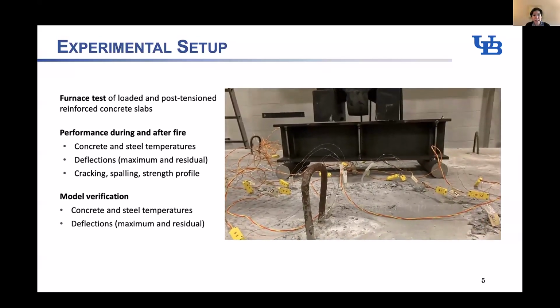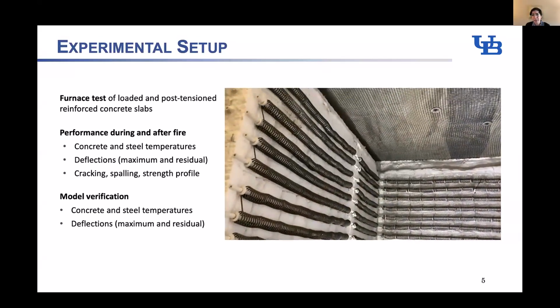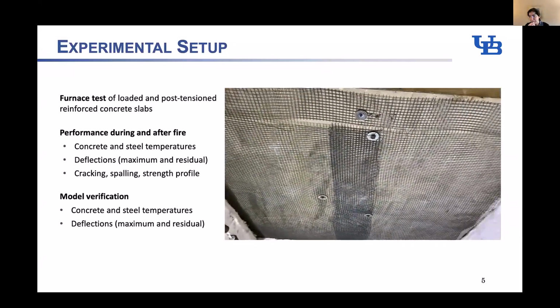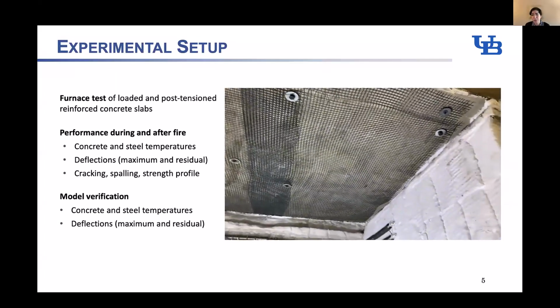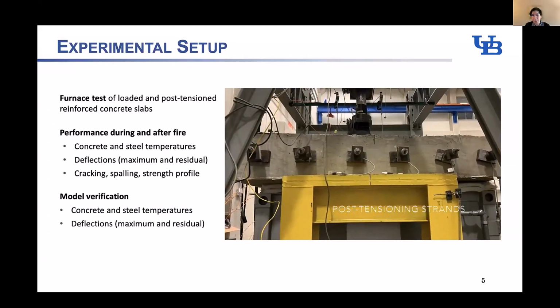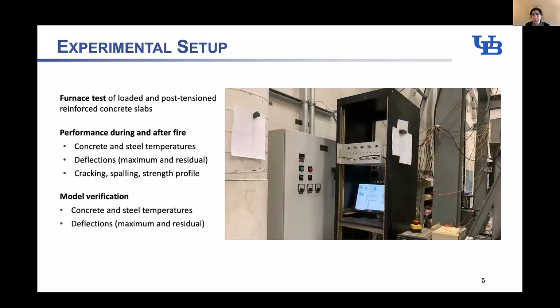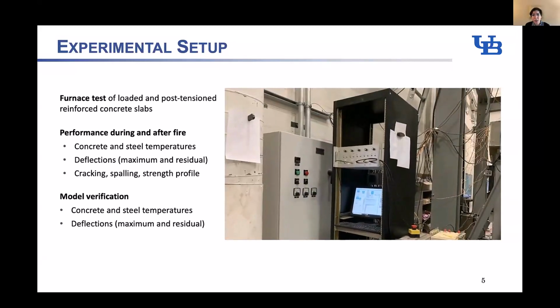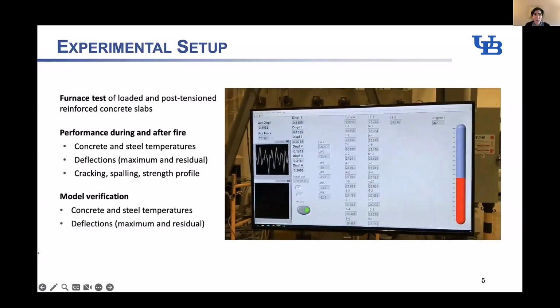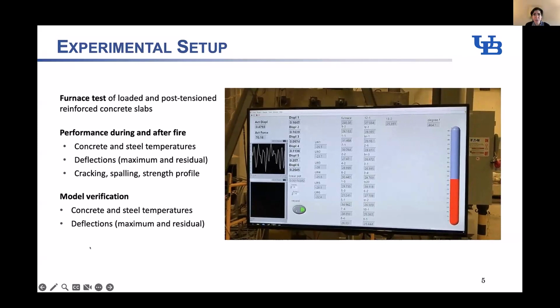We had temperature measurements. This is a view from inside. This is just a steel mesh in case we experience spalling. We didn't want to damage the electric coils inside the furnace. This is the post-tensioning strands I mentioned. And this is just the data acquisition system. And we measured both displacements as well as temperatures during the test.